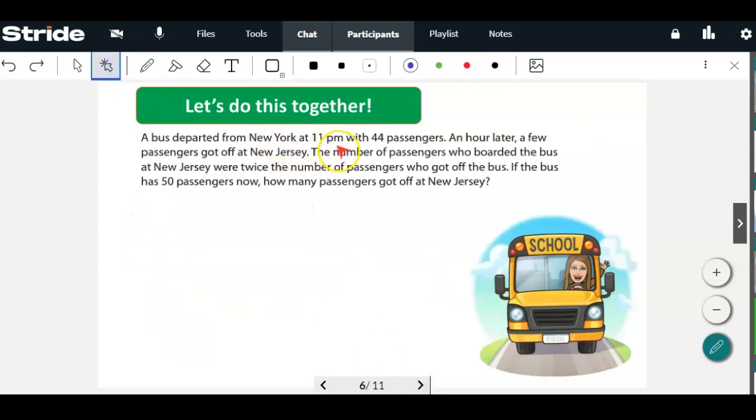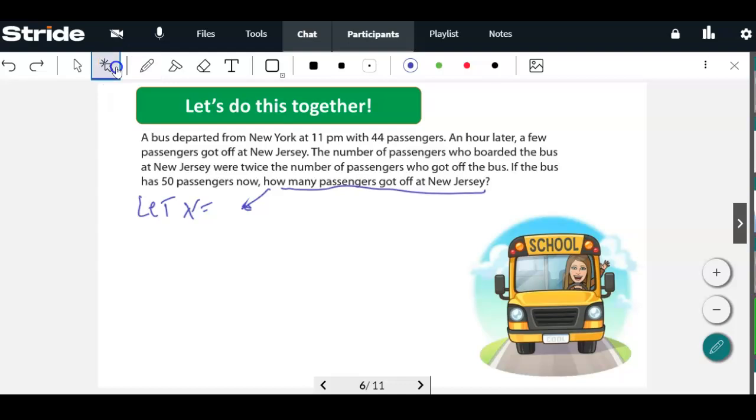So a bus departed from New York at 11 p.m. with 44 passengers. An hour later, a few passengers got off at New Jersey. The number of passengers who boarded the bus at New Jersey were twice the number of passengers who got off the bus. If the bus has 50 passengers now, how many passengers got off at New Jersey? So that's what we're looking for. Remember, for the unknown, how many passengers, we're going to say, let our variable x equal the number of passengers who got off in New Jersey.